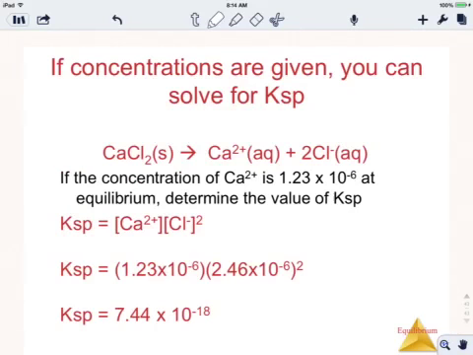Now the last type of problem that you could be given for these solubility product constant equations is where you're given the concentration and you solve for Ksp. These are somewhat easier. Again, you still need to know how to set up the solubility product constant equation. You also need to understand that if they give you the concentration of one ion, you could figure out the concentration of the other ion.